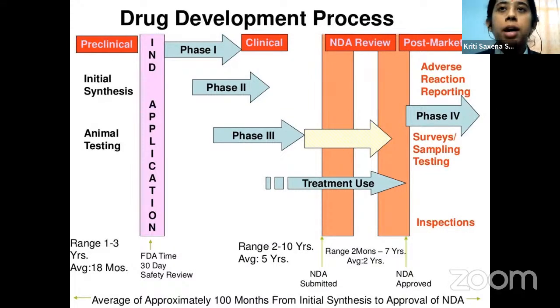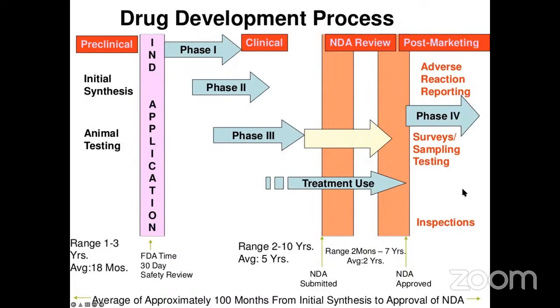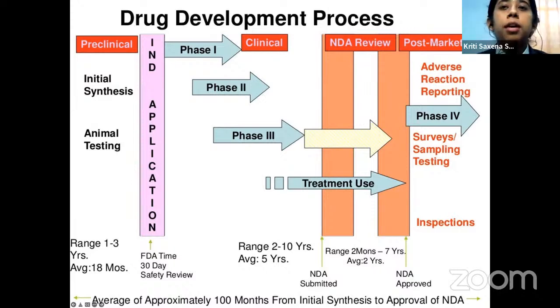And even after marketing the drug, the fourth phase of the clinical process continues, which is the post-marketing surveillance, in which we follow up the patients to whom the drug is being sold and continue to have the data from the patients who are using it.